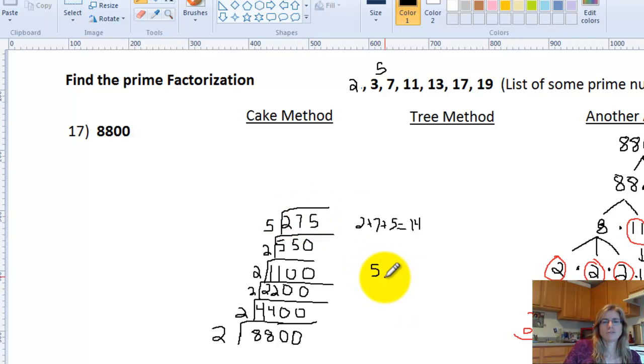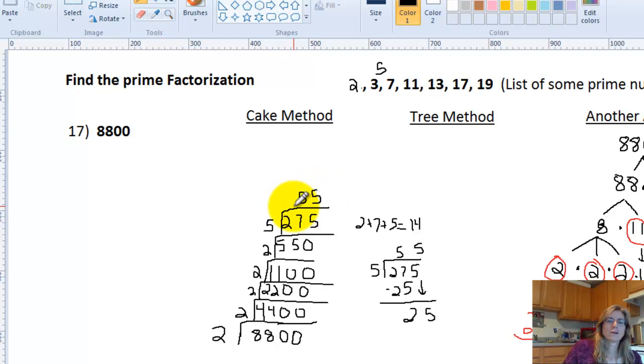So 5 into 275. Well, I'm not sure what that is off the top of my head. So let's look at that. 5 times 5 is 25. 27 minus 25 is 2. Bring down 5. Okay, so that's 55. That's interesting. So 55. Now we can do it again. 2 does not go into 55. 5 plus 5 is 10, so 3 does not go into 55. But 5 does. And that will give you 11.